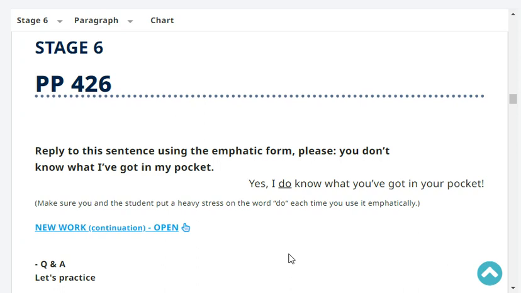Reply to this sentence using the emphatic form, please. You don't know what I've got in my pocket. Yes, I do know what you've got in your pocket. Very good.